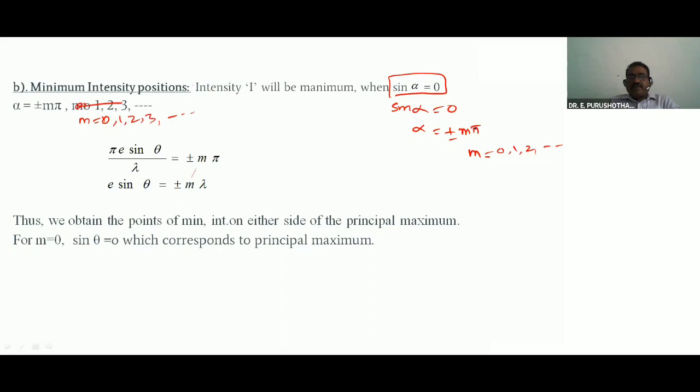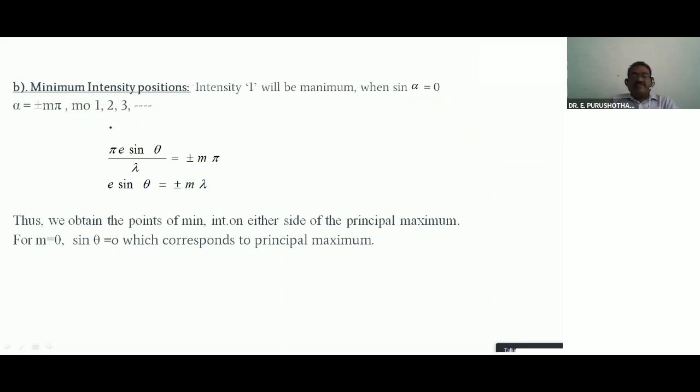That is, alpha is equal to plus or minus pi. What about this? Alpha is equal to plus or minus m pi. What is the alpha value? Substitute here the alpha value, pi sine theta by lambda, right side as it is. So here this pi gets cancelled. e sine theta is equal to plus or minus m lambda. Thus, we obtain the points of minimum intensity on either side of the principal maximum.